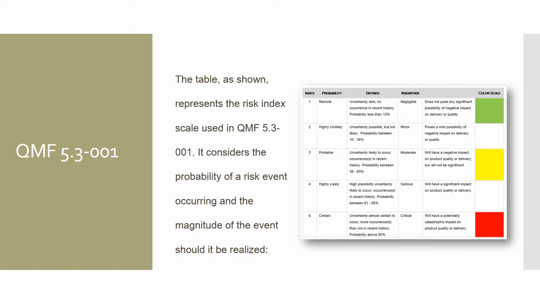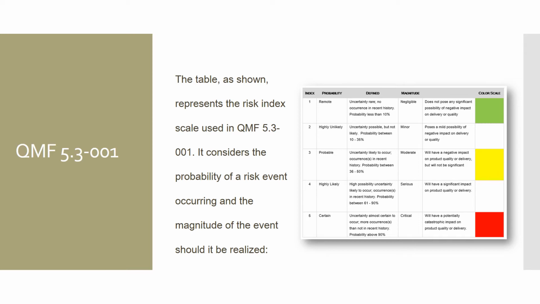The table, as shown, represents the risk index scale used in QMF 5.3-001. It considers the probability of a risk event occurring and the magnitude of the event should it be realized. Probability index scale goes from index 1, a remote probability, 2, highly unlikely, 3, probable, 4, highly likely, 5, certain that the event will occur.